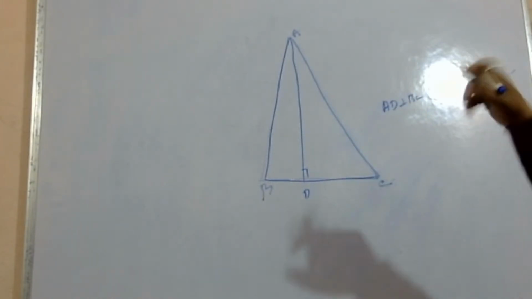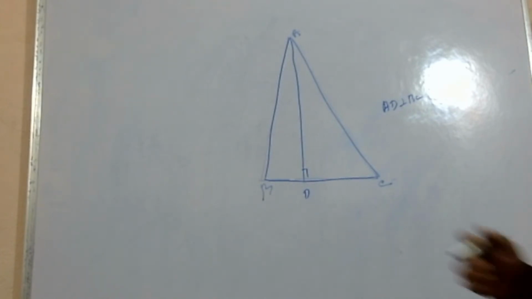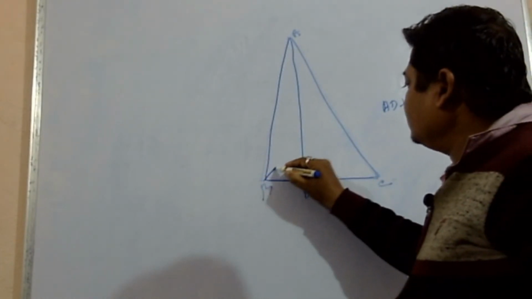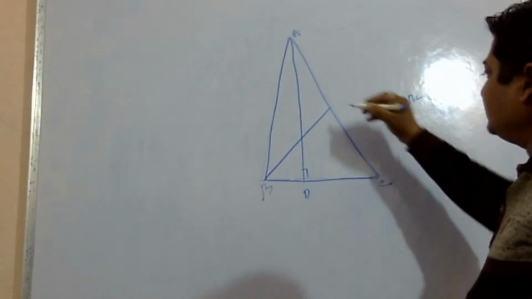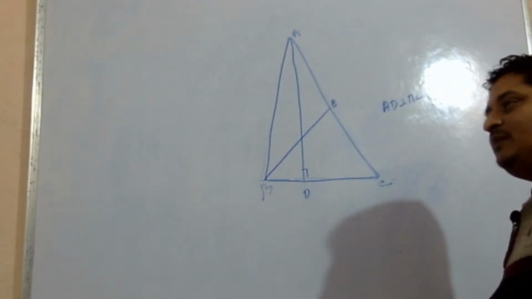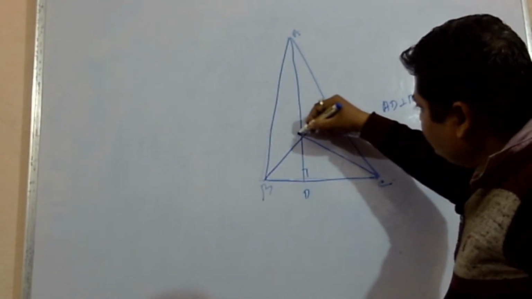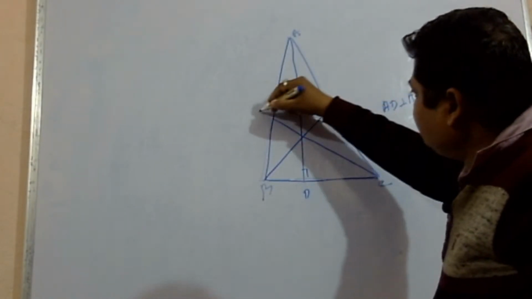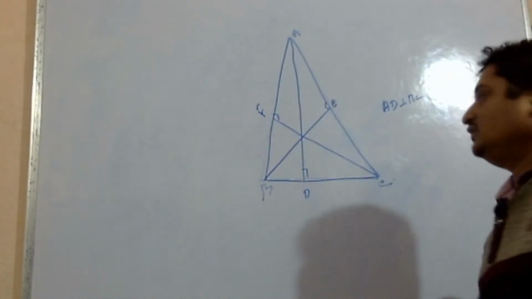Clear? In a triangle, how many vertices are there? Three vertices are there. Then how many altitudes are there? Three altitudes are there. Then from B point, the perpendicular line to the opposite side AC is BE, and from the C point, vertex C, the perpendicular line to the opposite side AB is CF. Clear? Yes. Any doubts?